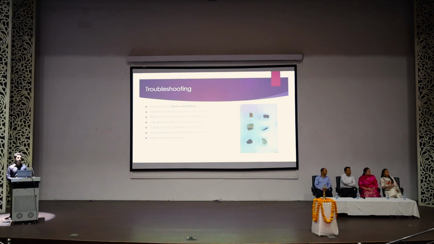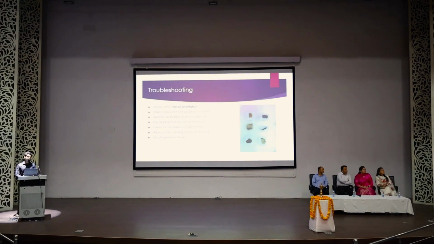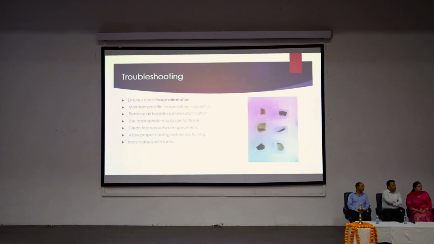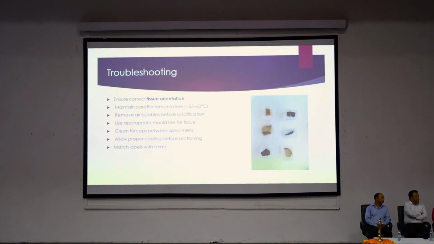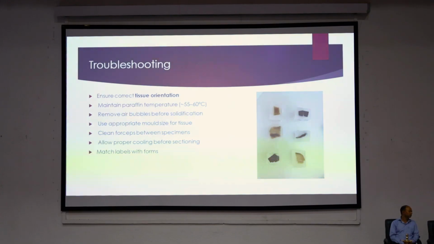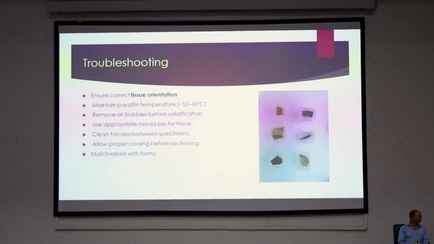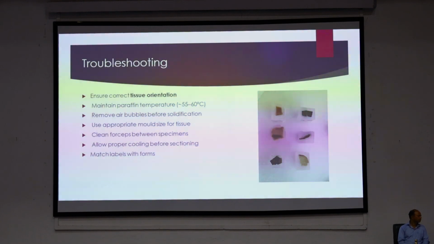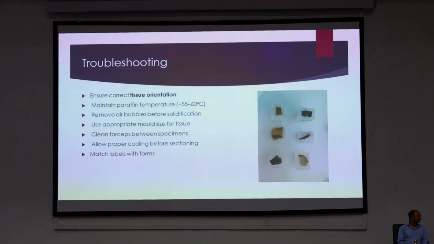How to troubleshoot these problems? Ensure correct tissue orientation. As I said, for all those tissues which have a lumen present, the pathologist always needs a cross section of that lumen, so that all the layers from outside to inside, for example mucosa, submucosa, muscularis, all the cell layers are visible in stain or in microscopy.